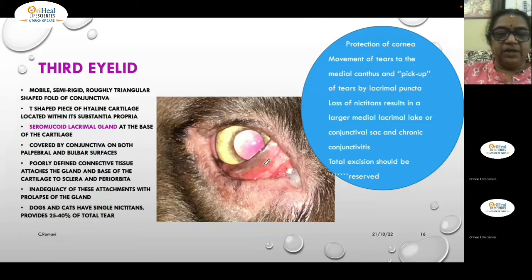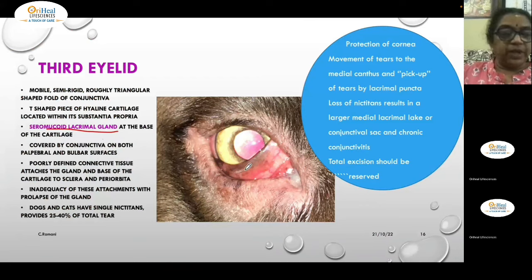And this T-shaped cartilage inside is a hyaline cartilage. Around the T cartilage, you will find semi-mucoid lacrimal gland. So this lacrimal gland is nothing but the nictitans gland. And this nictitans gland is attached very poorly because the connective tissue attachments are very poorly defined. And because of this inadequacy of these attachments, usually you will get proptosis of the nictitans gland. And this is also very common in a few breeds of dogs.